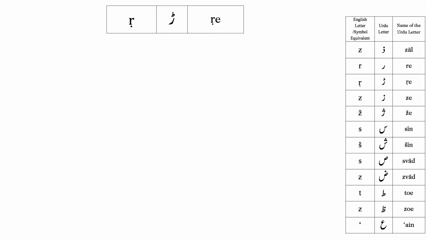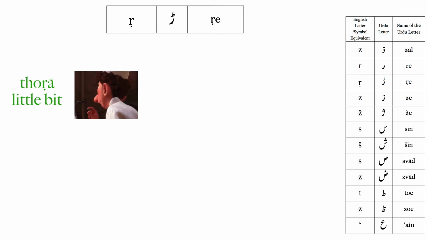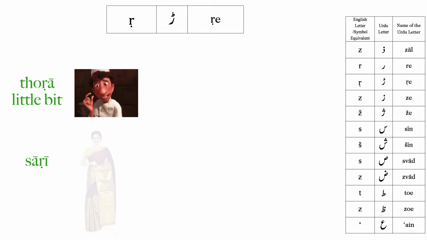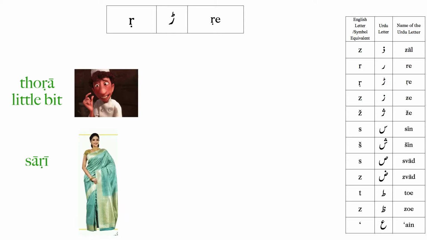Our first word is thoda. Can you hear where it is? It's the ra. Thoda. Thoda means a little bit. Next, we've got sari. So that ri, right? Sa, ri, re. Sari. And you may have heard this word before because it's an incredibly popular type of outfit among South Asians.